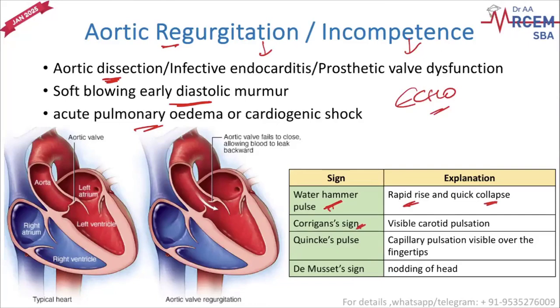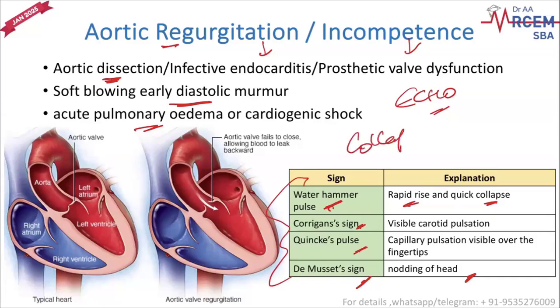Visible carotid pulsation is known as Corrigan's sign. Quincke's pulse is capillary pulsation visible over the fingertips. De Musset's sign is nodding of the head. Till now, they are not tested. These are difficult to pick up. It is not an easy science to pick up. But if they ask anything named, it can appear in the exam. That's why I have mentioned it here.